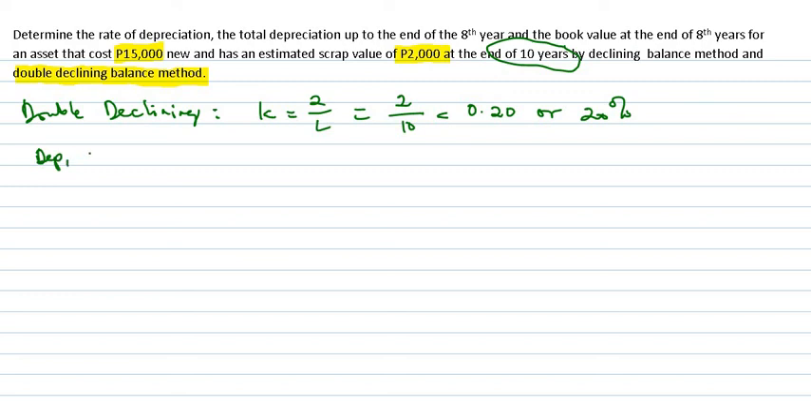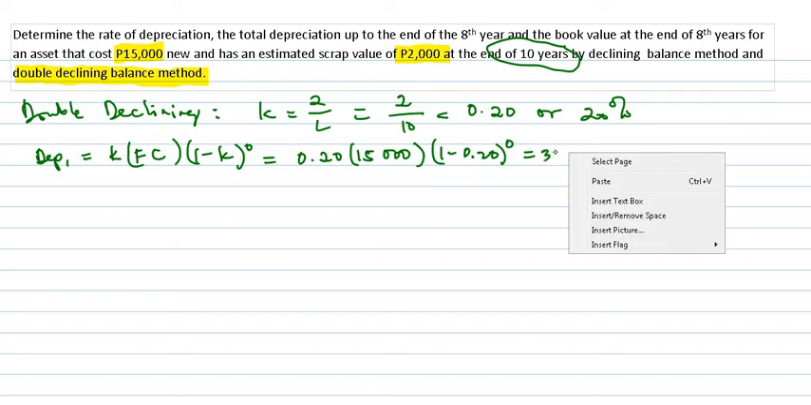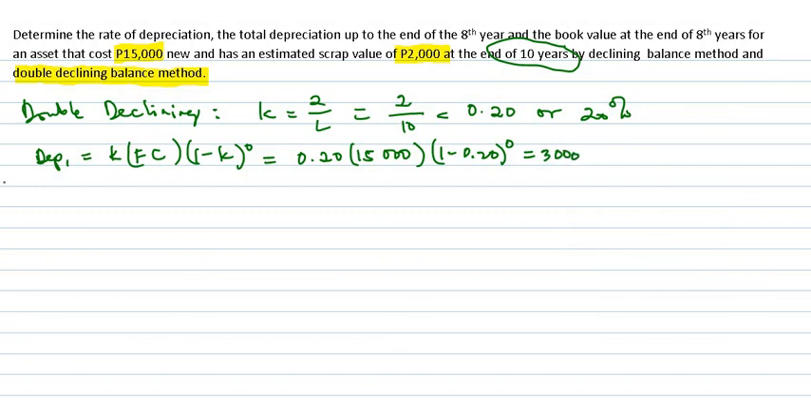So if we want to find the total depreciation, again we have the first year depreciation, that is equivalent to K, and then first cost, and then 1 minus K raised to 0. So we have our K here is 0.2, since this is double declining balance, and then 15,000 our first cost, and then multiplied by 1 minus 0.20 raised to 0. So this is equivalent to 3,000 when we multiply this one.